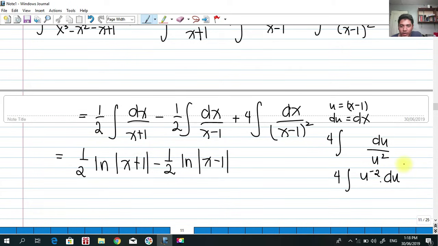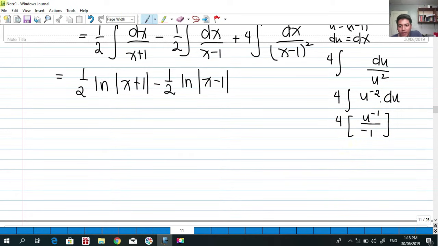So what will happen here is we simply integrate this. We have 4, and if we integrate this, we add 1 to the exponent. So we have u raised to negative 1 over negative 1. This is positive divided by the negative, so that should be negative 4 times 1 over u. So this is our resulting integral.